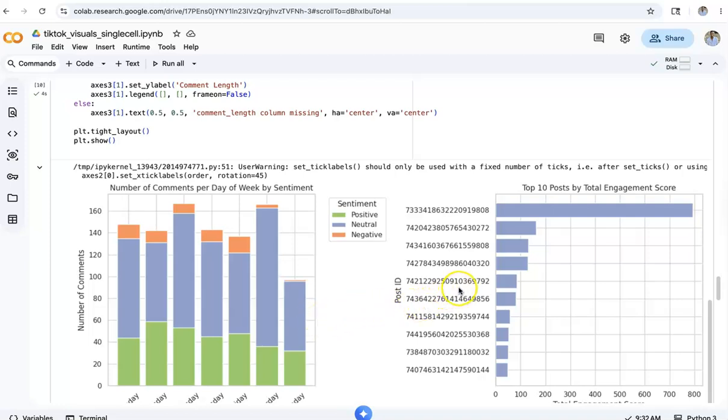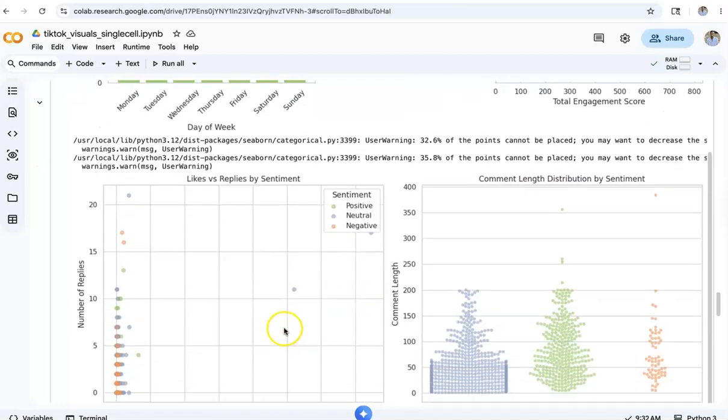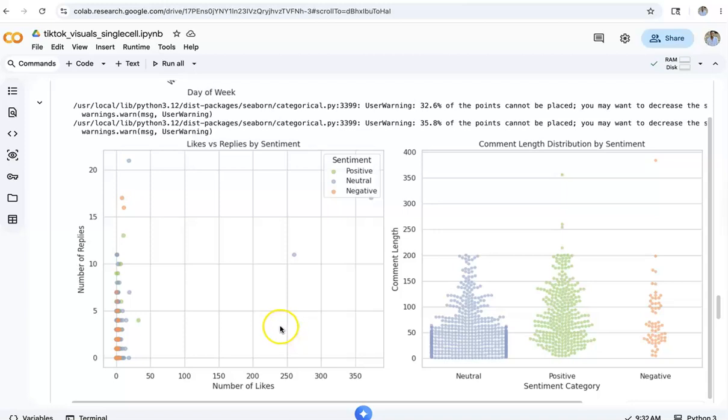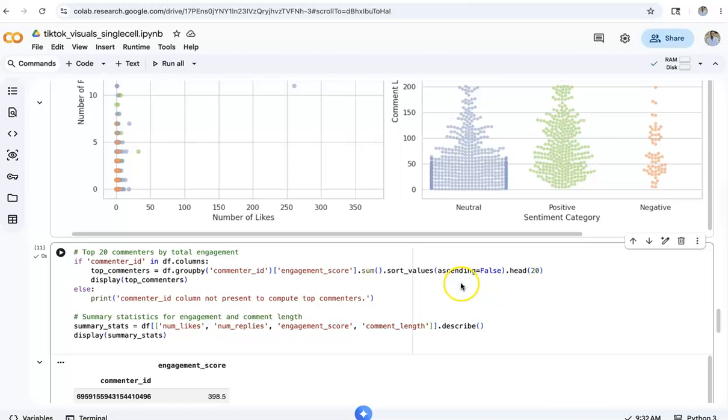And the fourth visualization focuses on the posts themselves. It shows the top 10 posts with the highest engagement scores. The fifth visualization is a scatter plot of likes versus replies. It shows that comments with more likes often receive more replies. And the final visualization is a distribution of the comment lengths by sentiment.